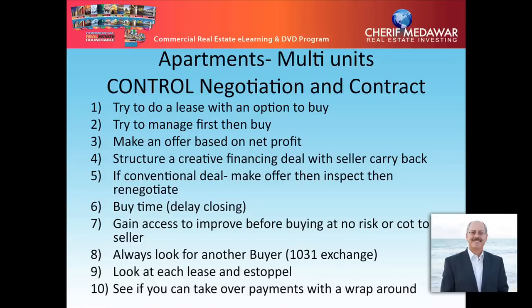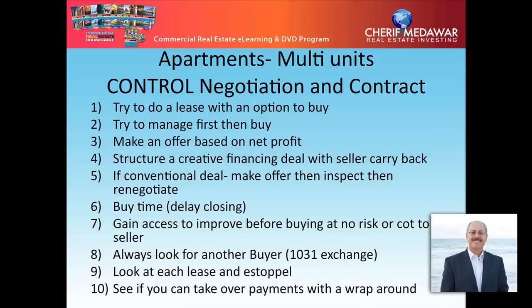I skipped number 5 here, I'm sorry. If it's a conventional deal where you put a down payment, get a loan, etc., make sure you do the inspections. Anything you see in the inspection, renegotiate and get credit. And you want to delay the closing as much as possible. It usually works to your advantage because if you can also delay the closing and go into the property to do some repairs and whatever, wow, you'll be way ahead of the game.